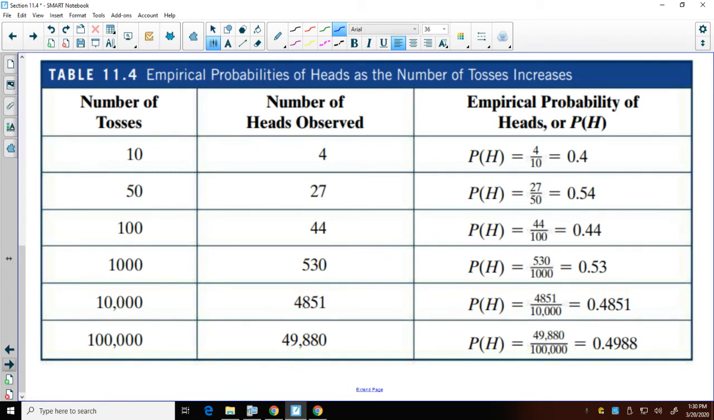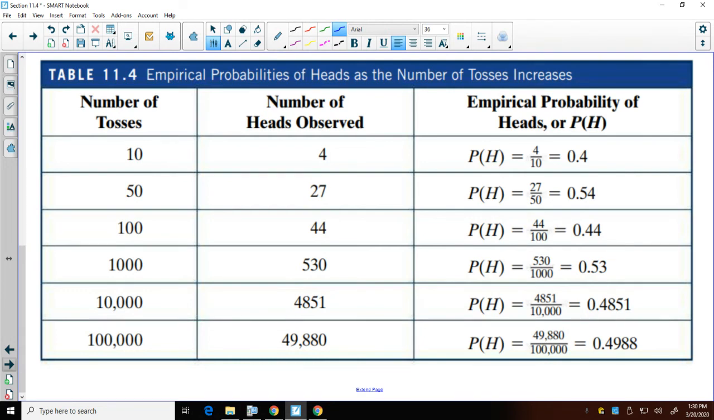And you can see, tossing a coin, how it varied for their experiment. When they tossed it 10 times, it was 0.4. When they did it 50 times, their probability was 0.54, which was 54%. But the more that they do it, the more you see that it hones in on that number of 0.5 or half. Kind of cool.